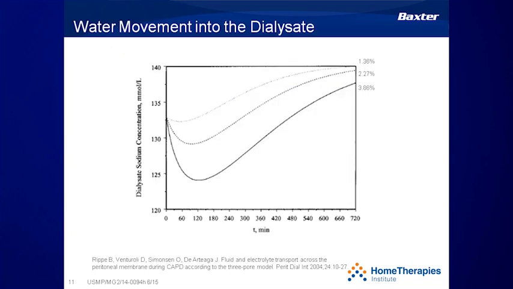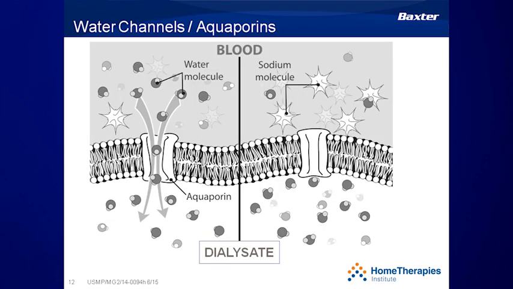This slide demonstrates the water movement from the capillary bed to the dialysate. The initial dialysate sodium concentration is 132 milliequivalents per liter, but in the initial hours of the dwell, the water movement into the dialysate can be demonstrated by the dilution of the dialysate sodium concentration. So, aquaporins are water channels, and just as the name implies, are channels that are selective only to water. As demonstrated here, there is water movement across the peritoneal capillary in response to the infusion of osmotically active dextrose solutions, but the solutes dissolved in the water are excluded.